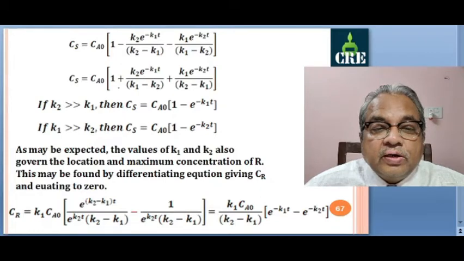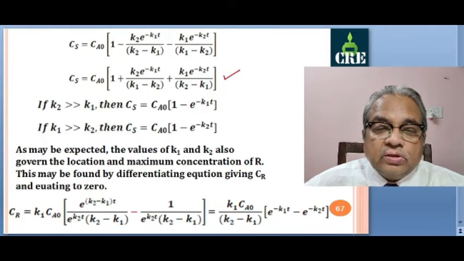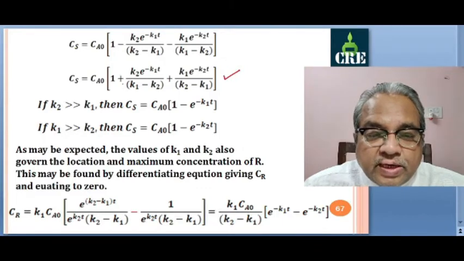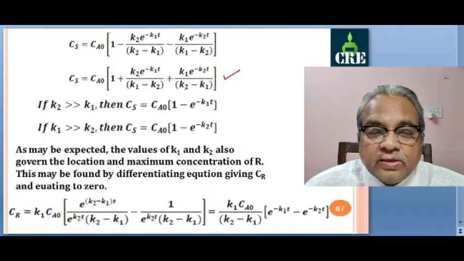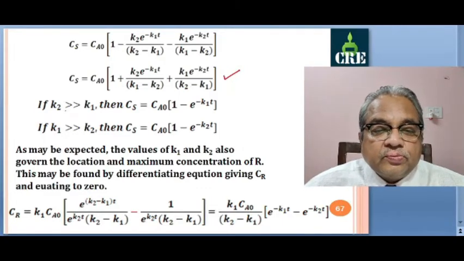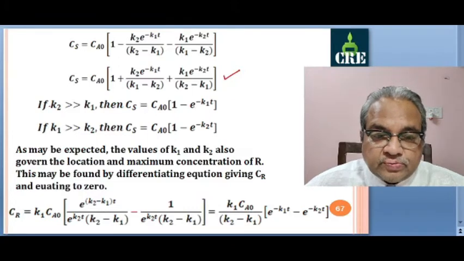This I can write as 1 plus, if I make this sign plus, I can write K1 minus K2, and if I write this as a plus sign, then I should write K2 minus K1. So both the forms are essentially the same. Why have we written like this? Here we want to test for two extremes.